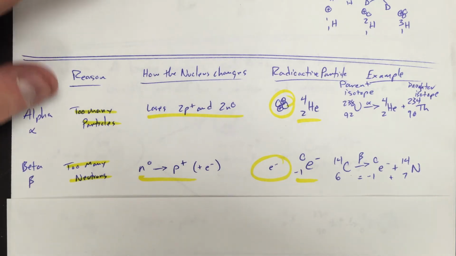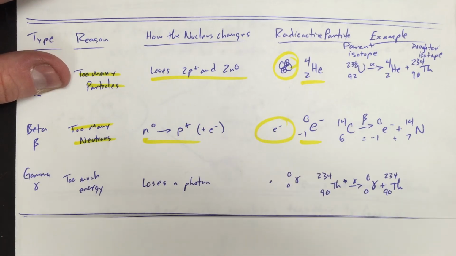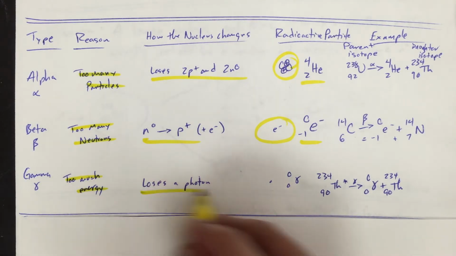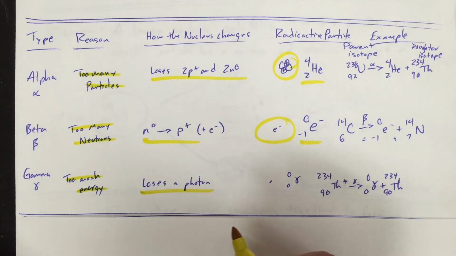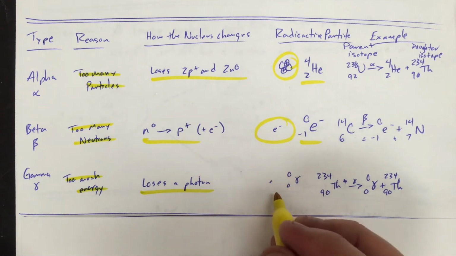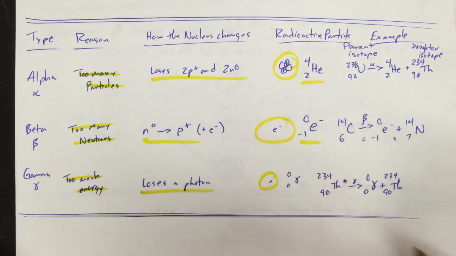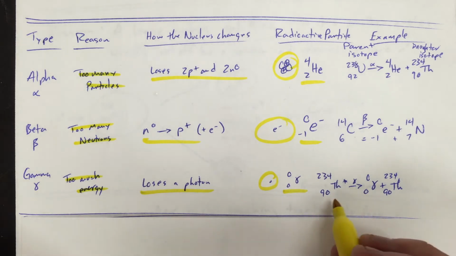Okay, so that's alpha and beta decay. The third type of radiation is called gamma decay, and that occurs simply because the nucleus has too much energy. So it just loses a photon, which is a packet of pure energy. That photon really doesn't have any particles in it. It's not electrons or protons or neutrons. It is just a photon, which is just a packet of energy, and that's how we write a photon in isotope notation. And here's an example of a radioactive sentence that has gamma radiation in it.